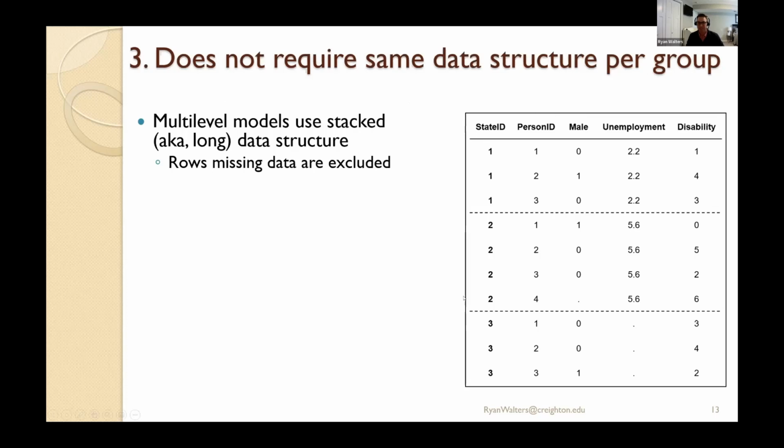And that can be seen here in this example data. So we have state ID, which is a constant for each individual state. We're counting the number of people within that state. We have a level 1 predictor that is biological sex. So are you male or not? So 1 equals male, 0 equals female. We have a level 2 predictor of state unemployment, which again, you can see is a constant within each state. And then our outcome is going to be disability. And you can see it ranges, at least in these data, from 0 to 6.